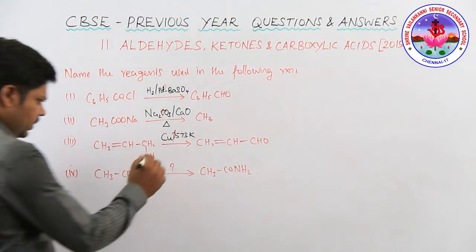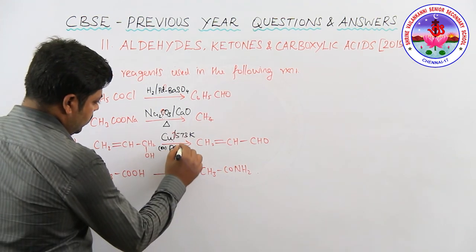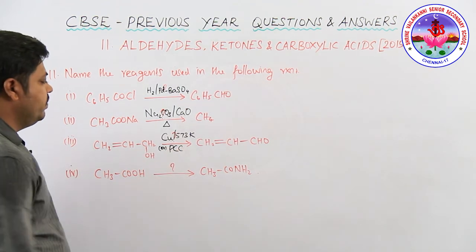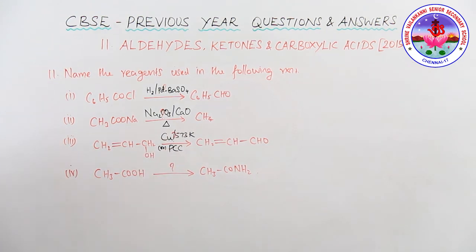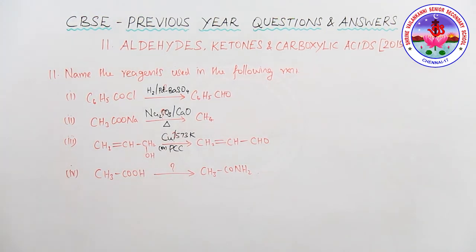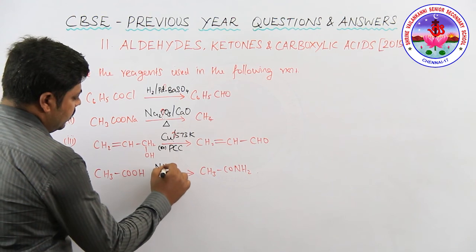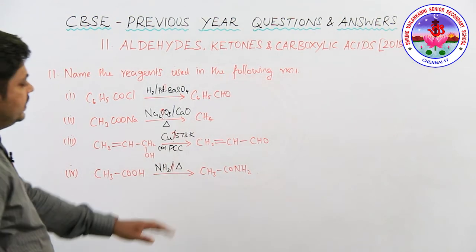Or you can use PCC. PCC means pyridinium chlorochromate. You can use PCC or Cu at 573 Kelvin temperature. Then the last one: acetic acid converts to acetamide. Here you have to use ammonia and heat. So you will get the acetamide.